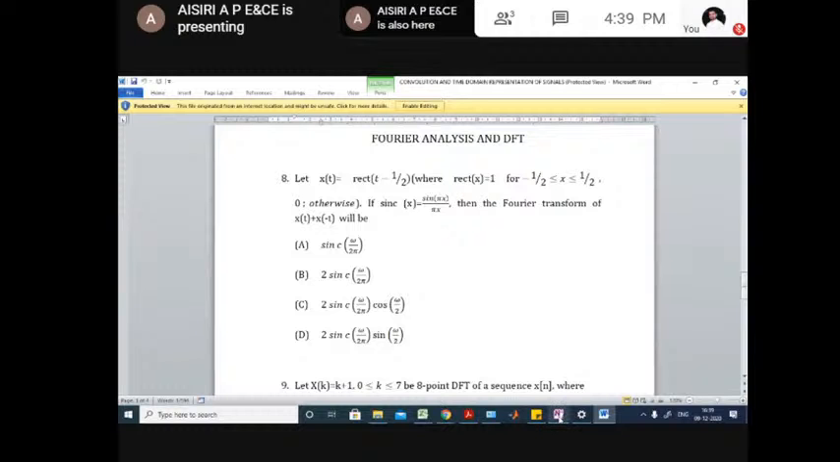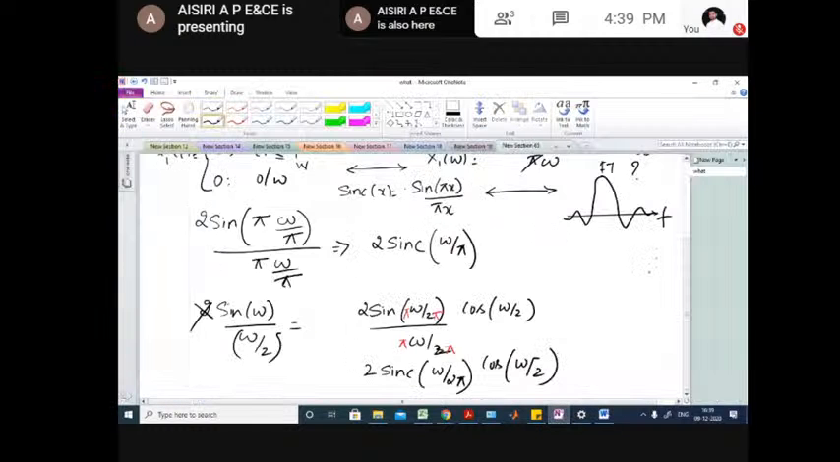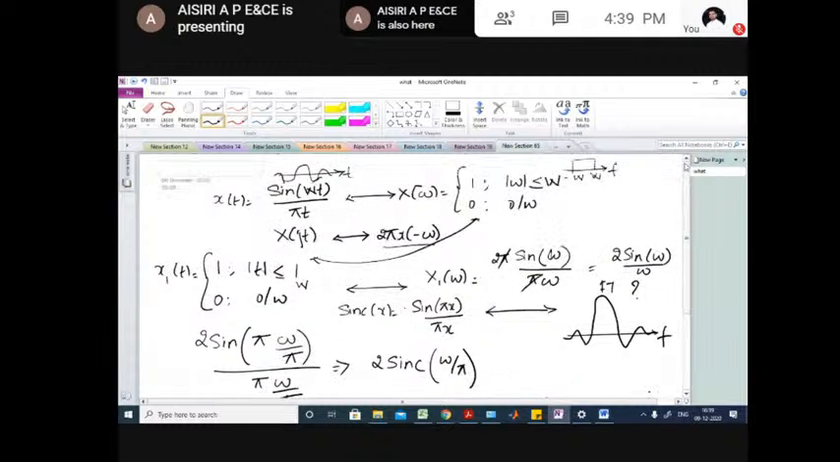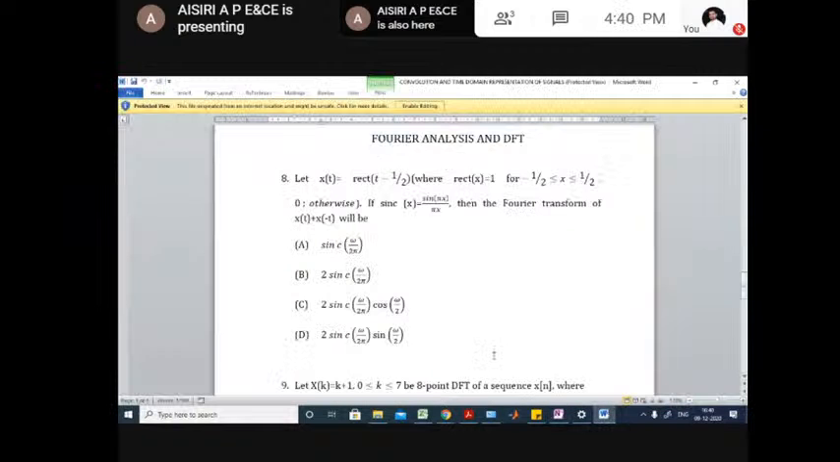One important tip that I would give in this problem is that please be familiar with this: sine Wt by pi t will have the Fourier transform X of omega equal to 1 for mod omega less than or equal to W, 0 otherwise, and the duality property. Based on this, numerous problems are appearing in GATE. So okay, let me go to the next question.